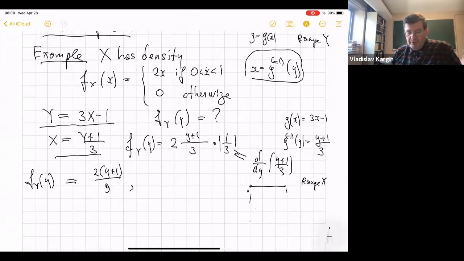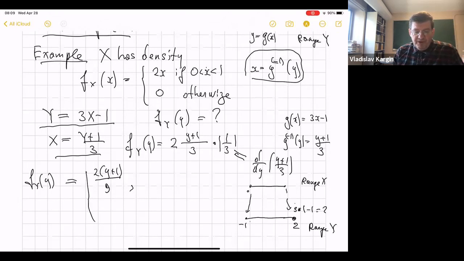And 1 goes to 3 times 1 minus 1, so it goes to 2. So this is the range of y. This is valid only if y is greater than minus 1 and smaller than 2, and 0 otherwise.